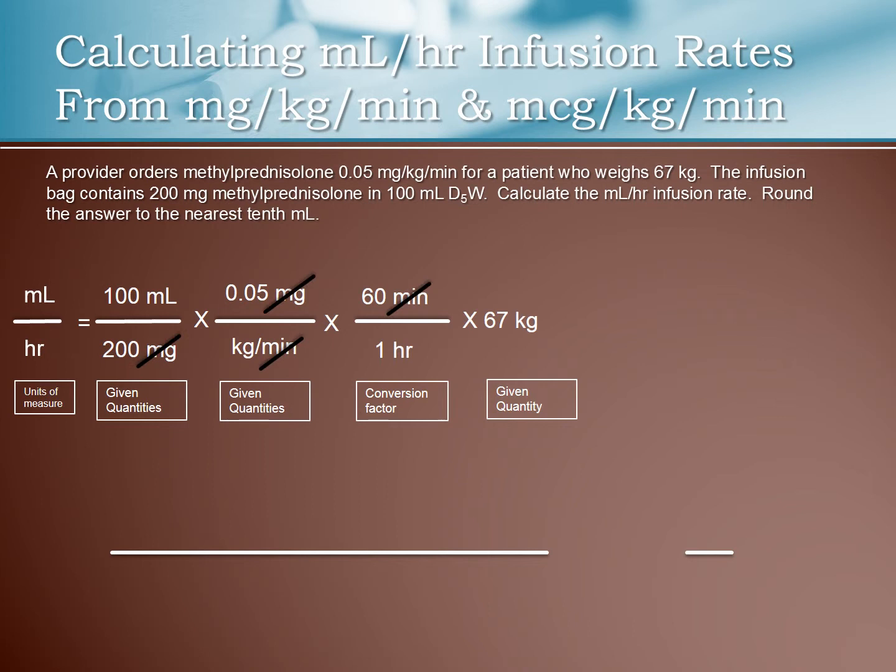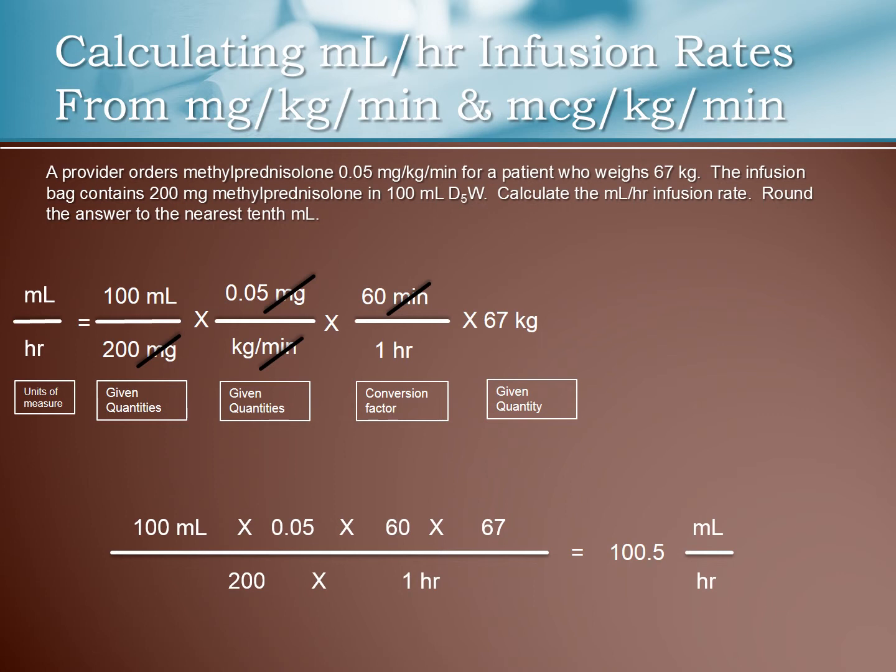Now I can calculate. First, I want to cancel the like quantities that are divided by themselves. That will leave me with milliliters per hour as a result. And now I can multiply my remaining numbers. And the answer is 100.5 milliliters per hour. Since the number 0 is in the hundredths place, rounding to the nearest tenths leaves me with the 5 in the tenths place.